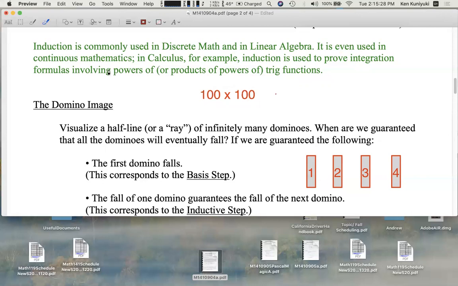Also, induction is used in continuous mathematics. For example, in calculus, induction is used to prove integration formulas involving powers of or products of powers of trig functions. So for example, how do you integrate sine to the nth of x for high positive integer values of n? Induction is used as a method of proof in higher math.